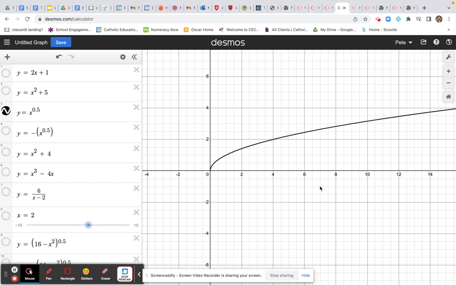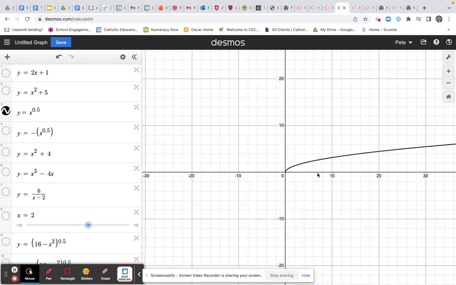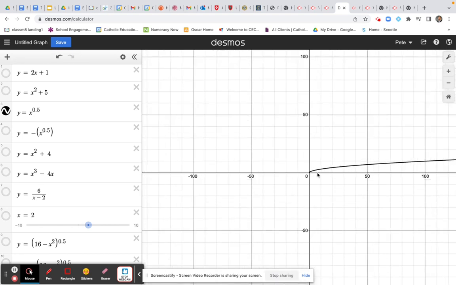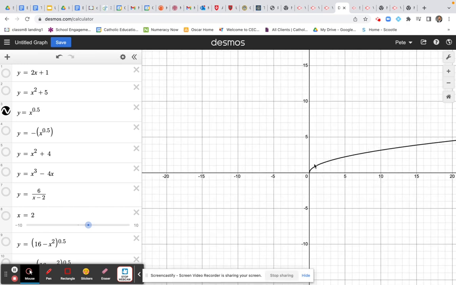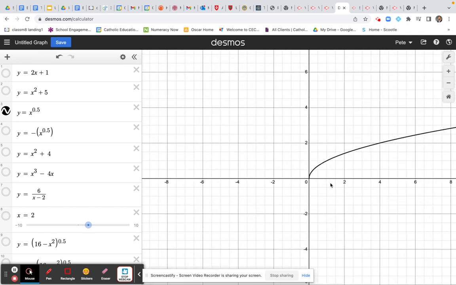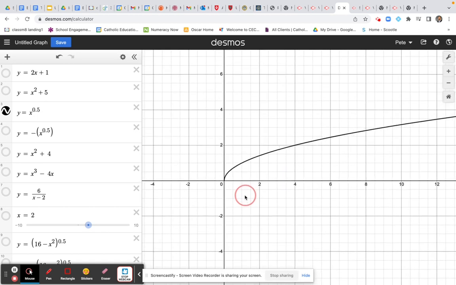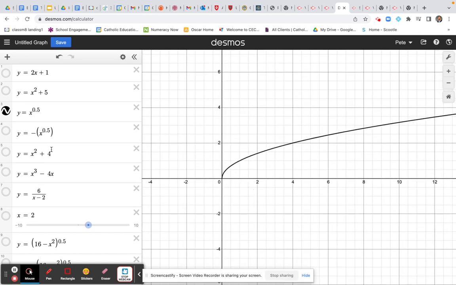What are the y values? Well, it doesn't look like it, but it keeps on getting bigger and bigger and bigger, very slowly, but it keeps on getting bigger and bigger and bigger. So the range is all values of y.